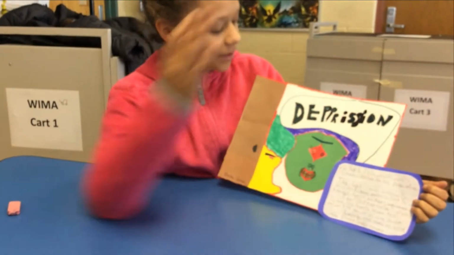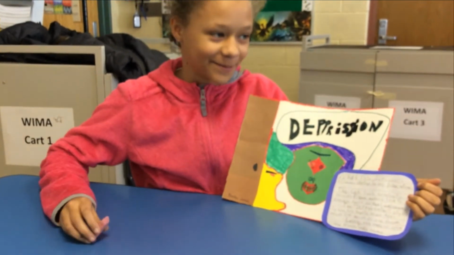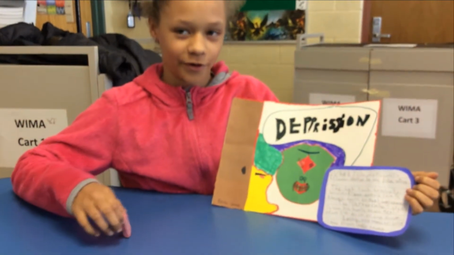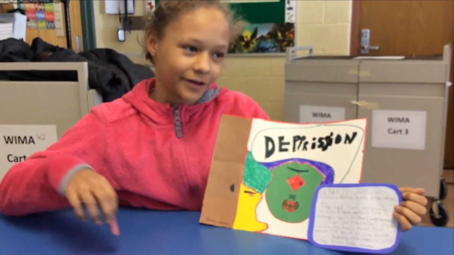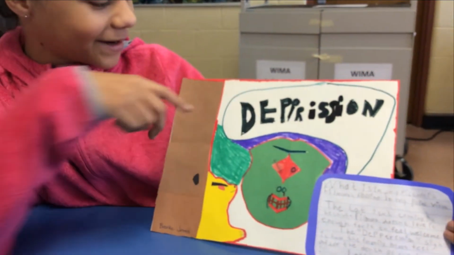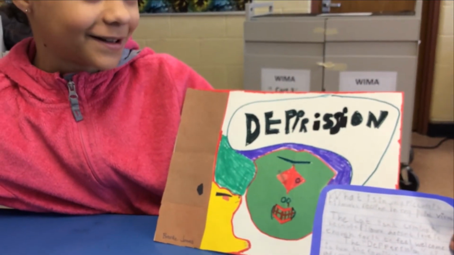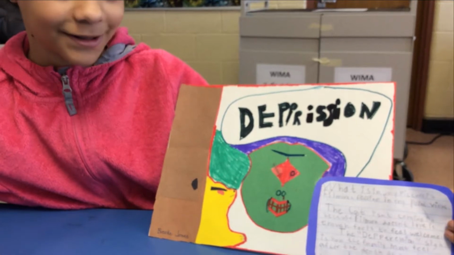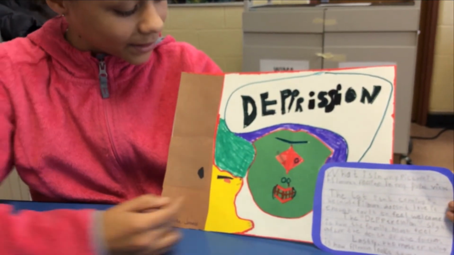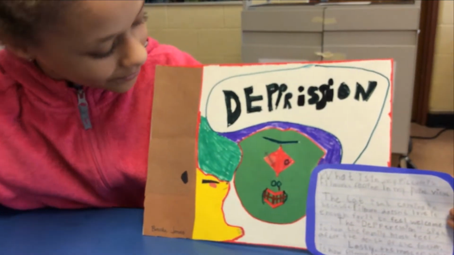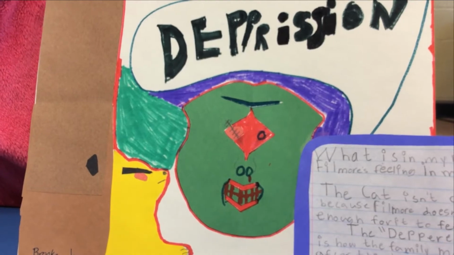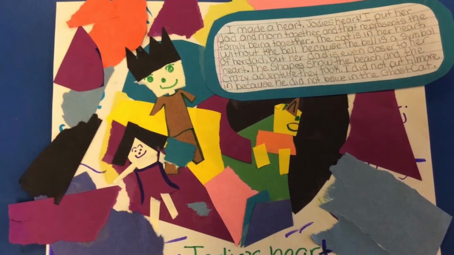I put depression because the family must be depressed after the death of their dad. And I drew this in black because, like, depression is like dark and deep. And then I drew all these. I drew this scar because, like, he was like beat up inside, I guess.